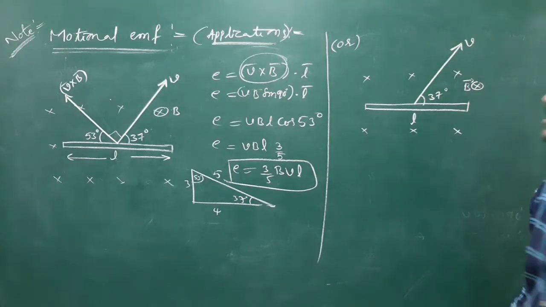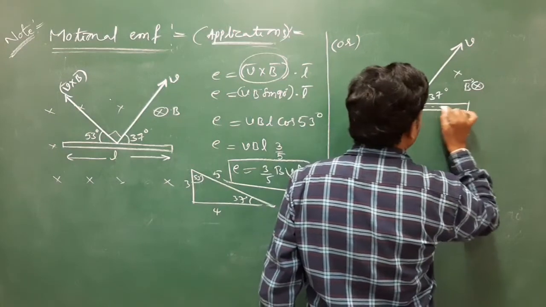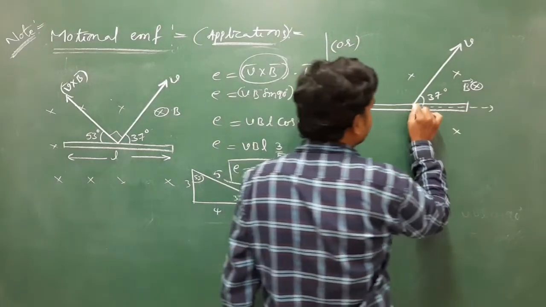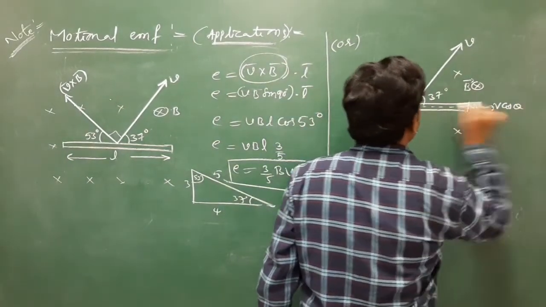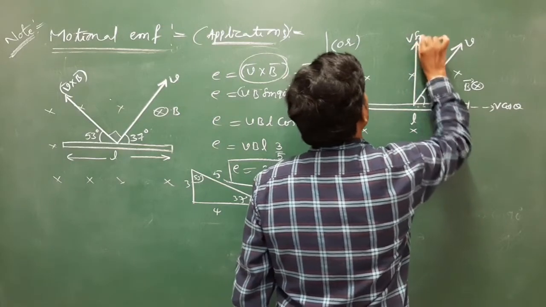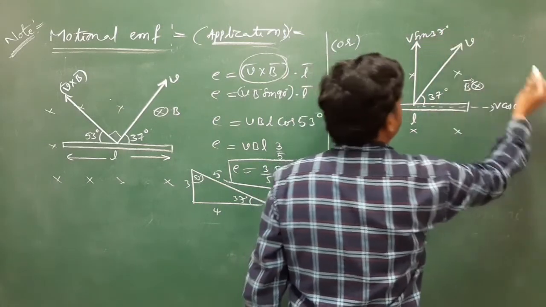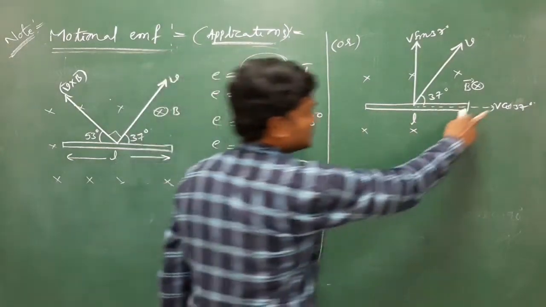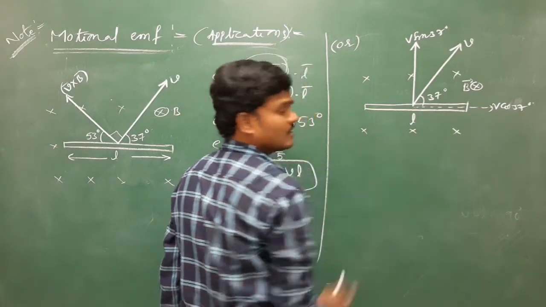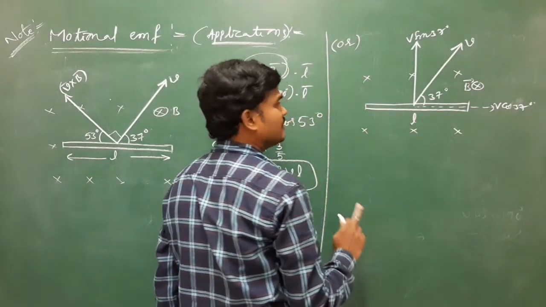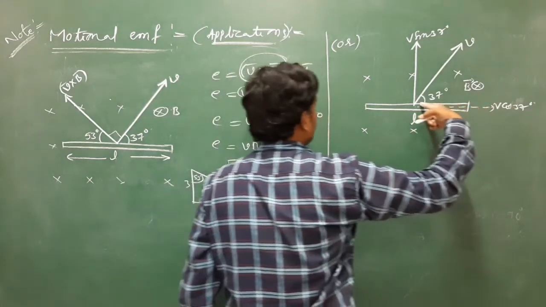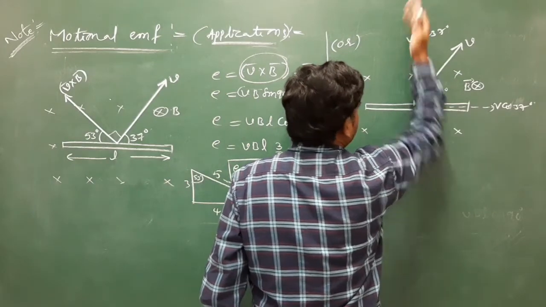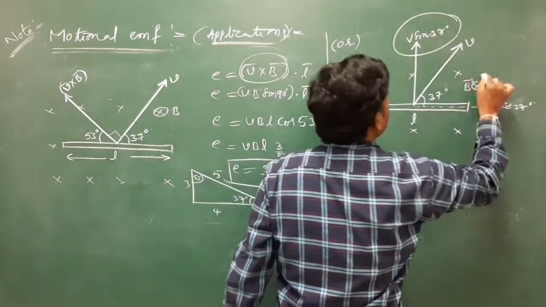Resolve V into components. This is V cos theta, and this is V sin theta, so sin 37 and cos 37. Now, V cos theta and L are parallel, so no EMF. And what are the three perpendicular parameters? B is into the board, V sin 37 is perpendicular, and L. See these three parameters.